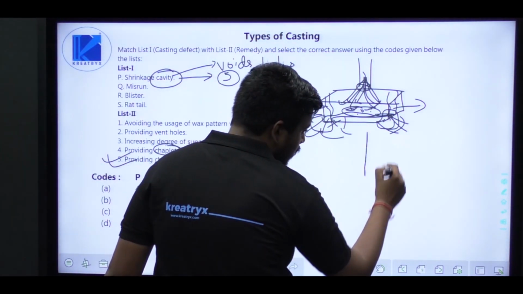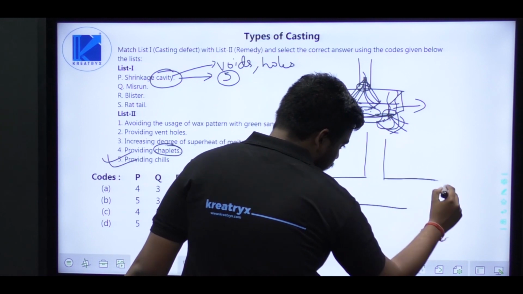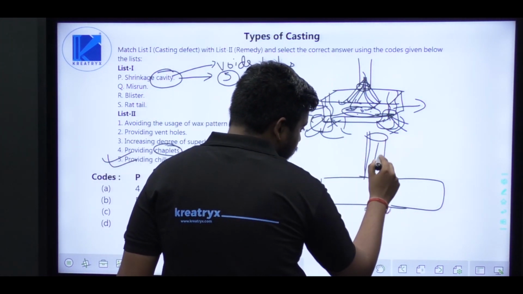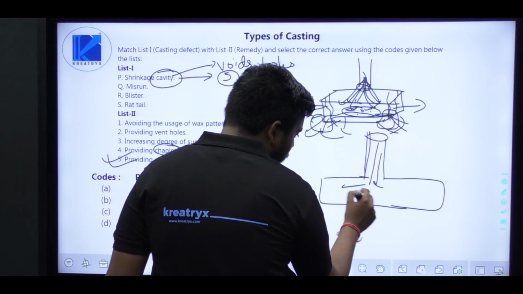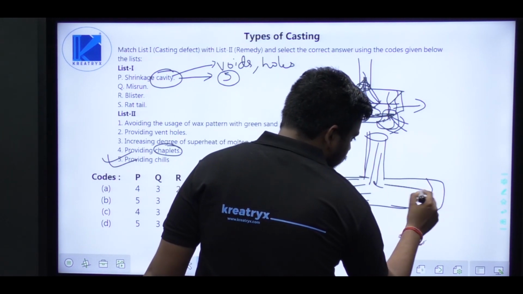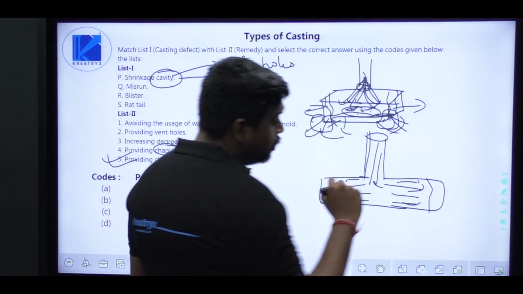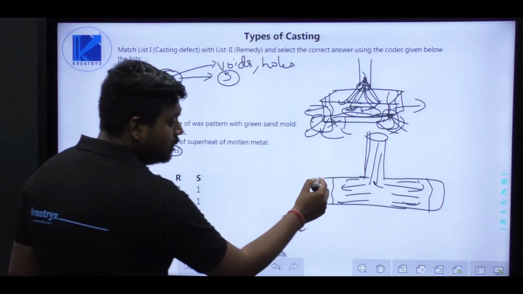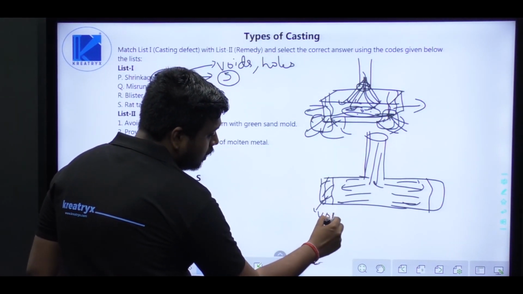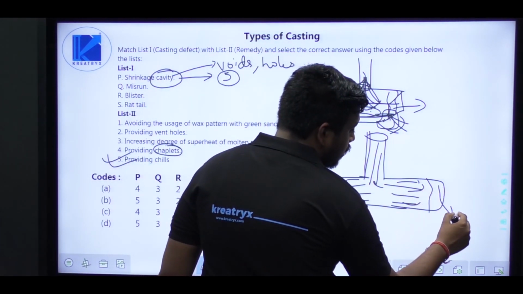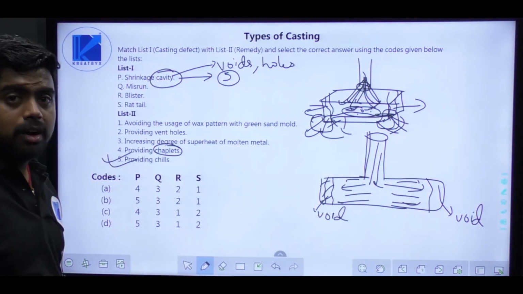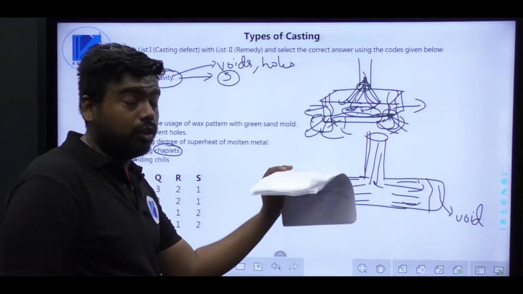Now, misrun. So what is misrun? See, let's say this is a cast and this is a riser. When molten metal is poured from the riser, the metal gets solidified before reaching the farthest end. So this space remains void. Why so? Because the metal wasn't able to reach those extreme parts and it has solidified.